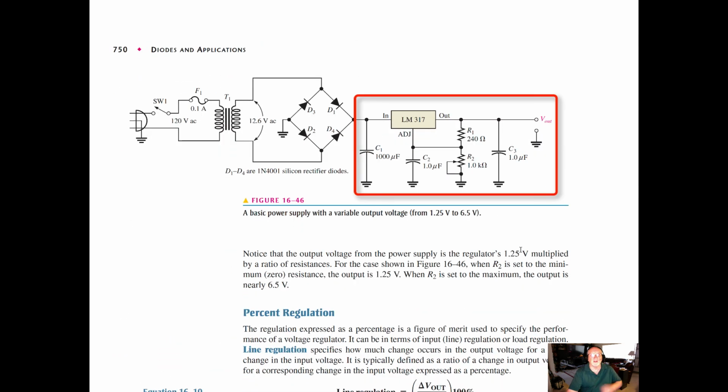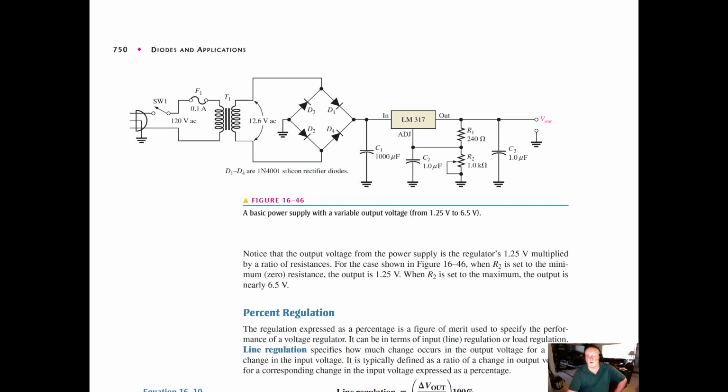And so in the circuit here we can see that basic power supply with a variable output voltage from 1.25 to 6.5 volts. Okay, so this starts getting fairly complex. Later on in your education, you'll learn more about this and possibly building these in the lab.